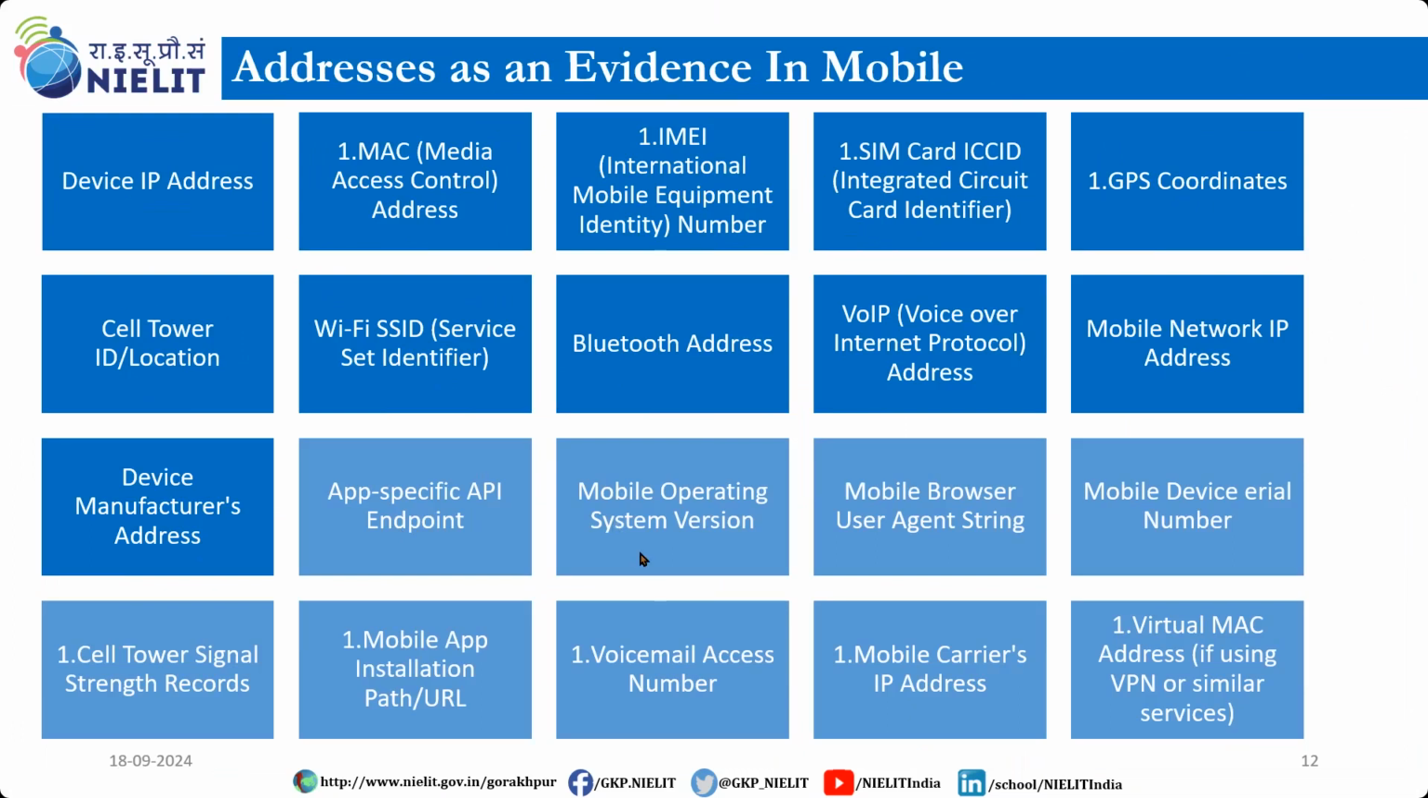Similarly, mobile operator, system version, mobile browser, the mobile device serial number, cell tower signal strength record, then mobile app installation path URL, voicemail access, mobile carrier IP address, virtual MAC address. So these are some of the parameters associated with mobile.